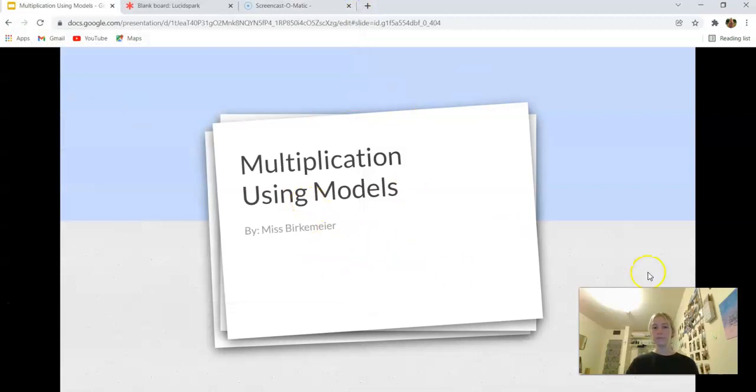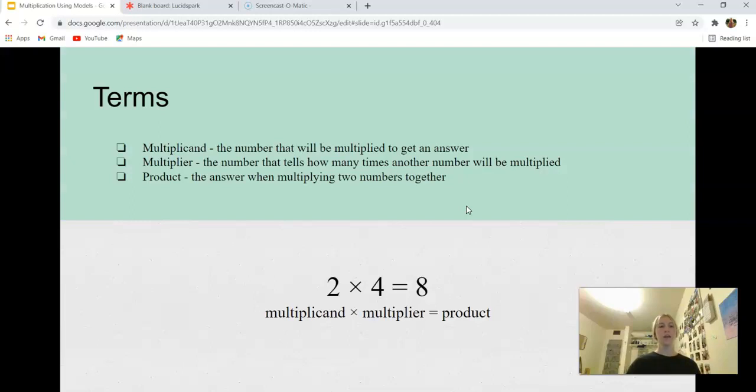Okay, so we're learning about multiplication using models, and some of the terms that we're going to use when multiplying are the multiplicand, which is the number that will be multiplied to get an answer, and then the multiplier, which is the number that tells how many times another number will be multiplied, and the product. The product is the answer when multiplying two numbers together.